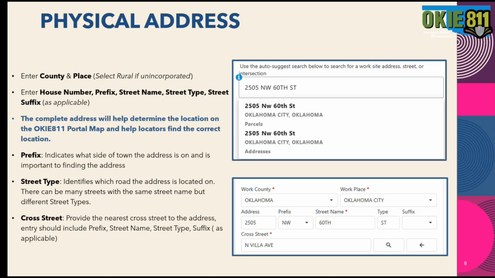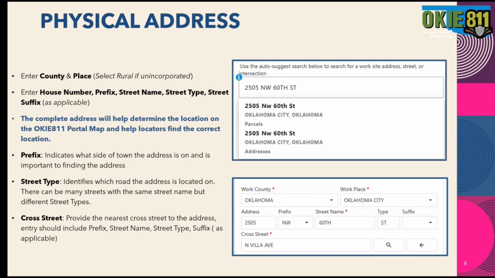Not only is it important for the map search on the portal to help you get to the right area, but it's also important for the locators to find the correct location. That prefix information indicates what side of town the address is on, and it's very important for finding the address. As I'm sure most of you know, there's many prefixes. There's north, south, east, west, northeast, southeast. So any of those can apply to different addresses across the state.